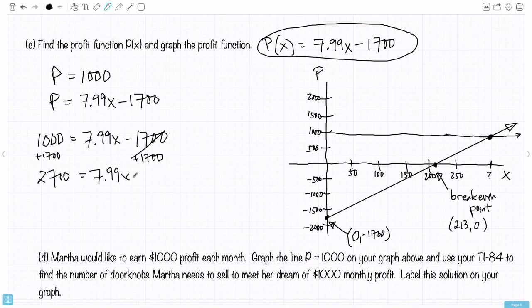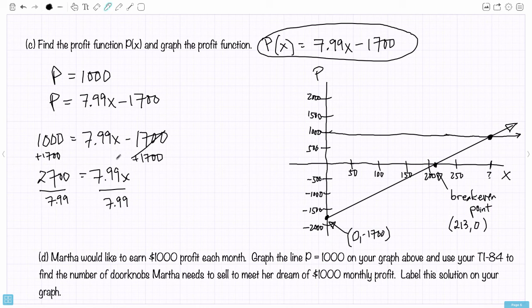These terms are canceling out. And now I'm going to divide both sides by 7.99. So 2700 divided by 7.99. Basically, because of her cost of $1,700, and she wants to make a $1,000 profit, she really wants to make $2,700 for the month. At about $8 a doorknob, you're dividing $2,700, the total revenue that she would need, by the price that she's selling them at, to get how many doorknobs. So $2,700 divided by 7.99.